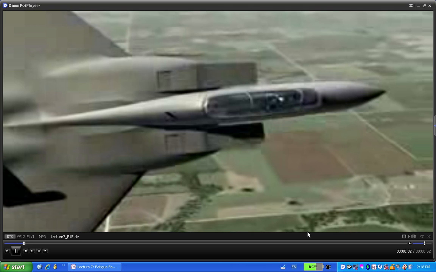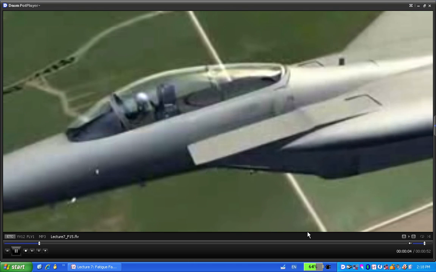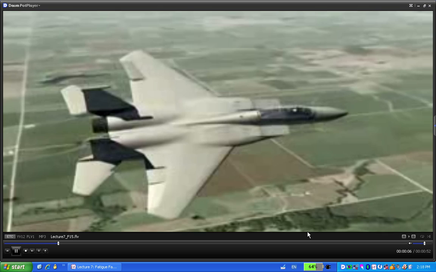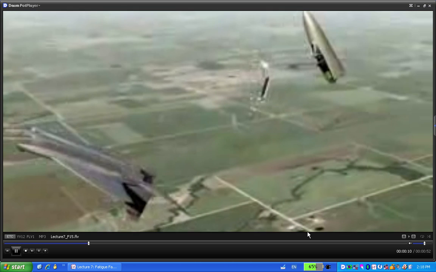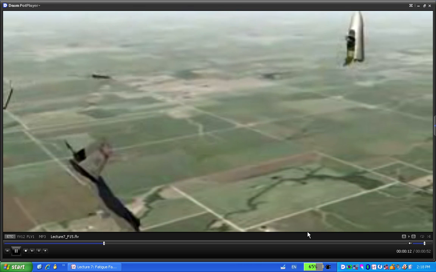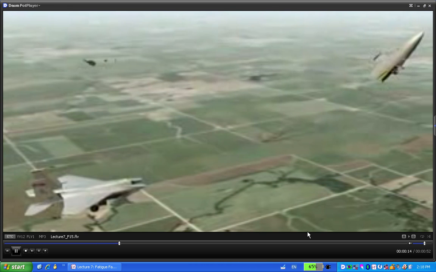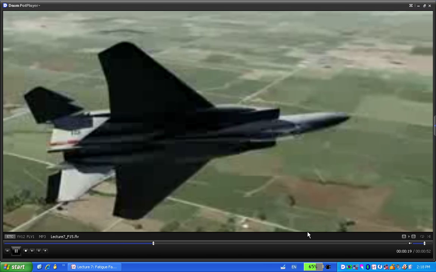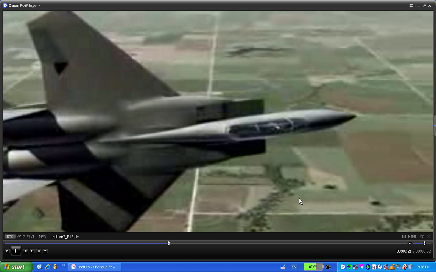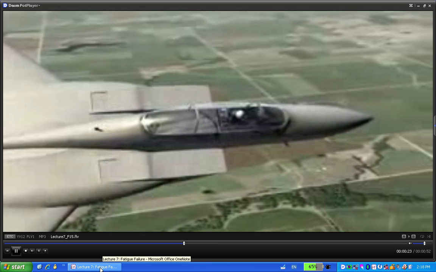So this is not real, right? This is the computer simulation. Watch how it happens next. It's pretty sudden, right? Nobody would anticipate that thing to happen. Fortunately the pilot survived. So this example shows you what I said.